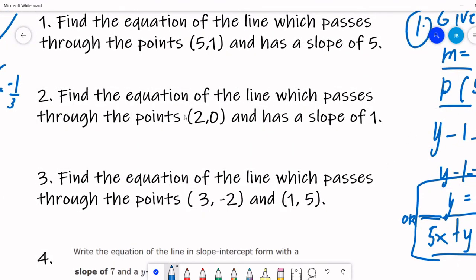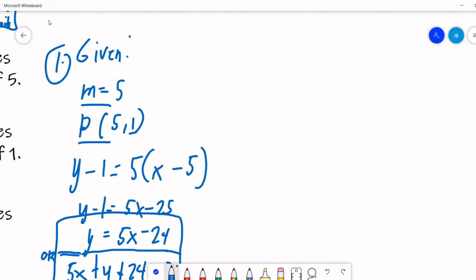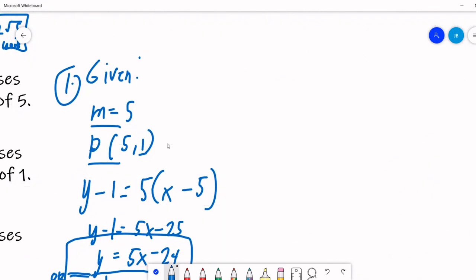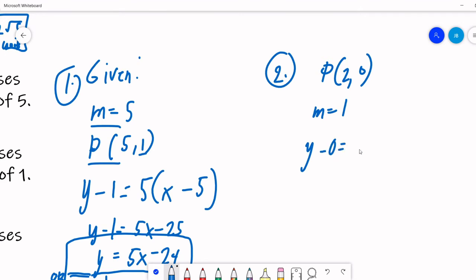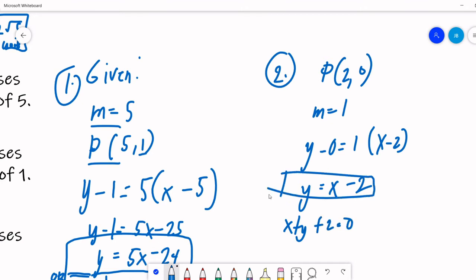So number 2, find the equation of the line which passes through the point (2, 0) and has a slope of 1. The same. You have point (2, 0) and slope which is 1. Therefore, y minus 0 is equal to 1 times x minus 2. Therefore, y is equal to x minus 2. Or x plus y plus 2 equals 0.